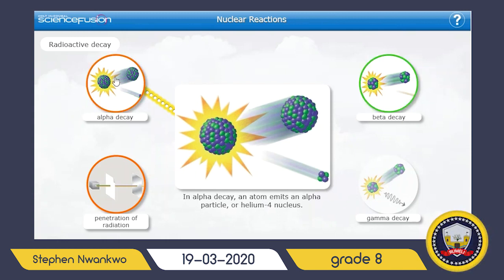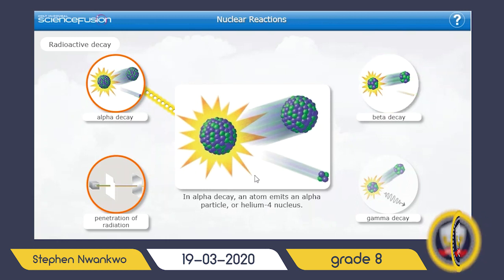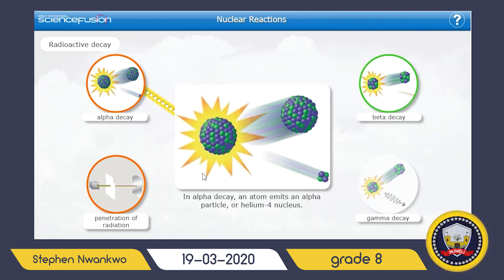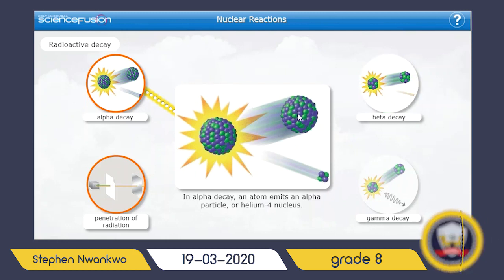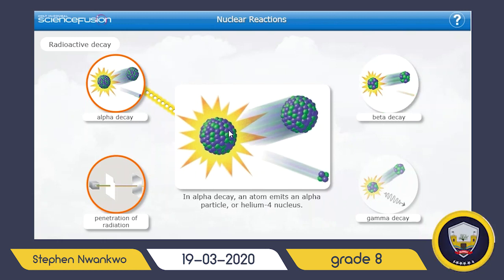So, as a result of an alpha decay, when this atom is losing its 2 protons and 2 neutrons, it is turning into another element. So here, for example, the radium element is turning into radon. So it is becoming another element. Okay?